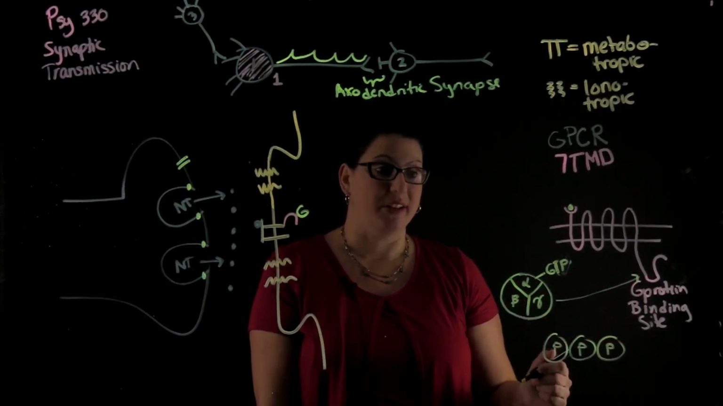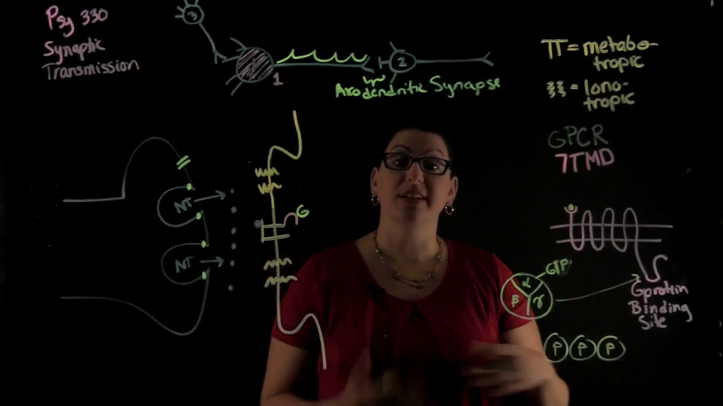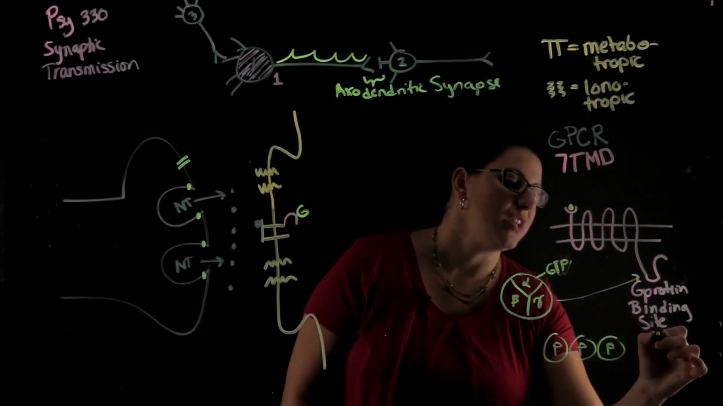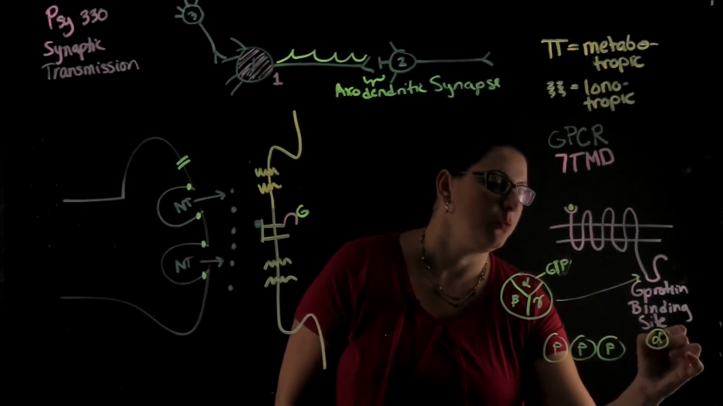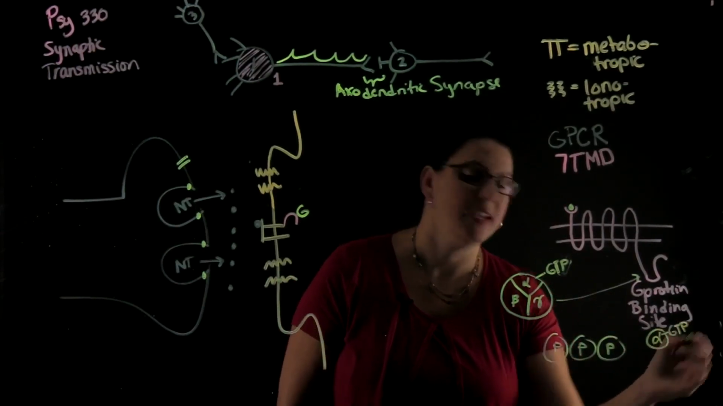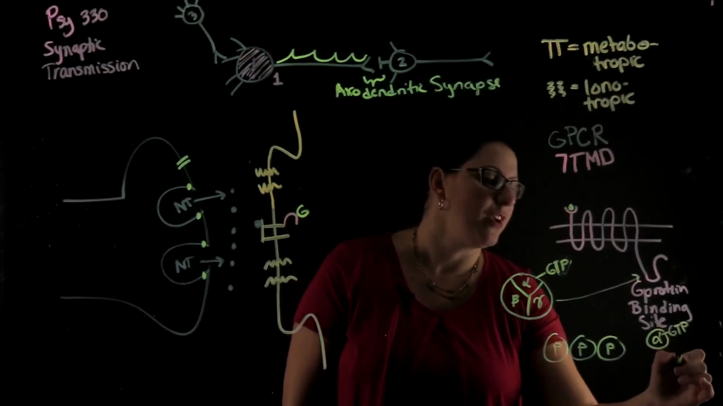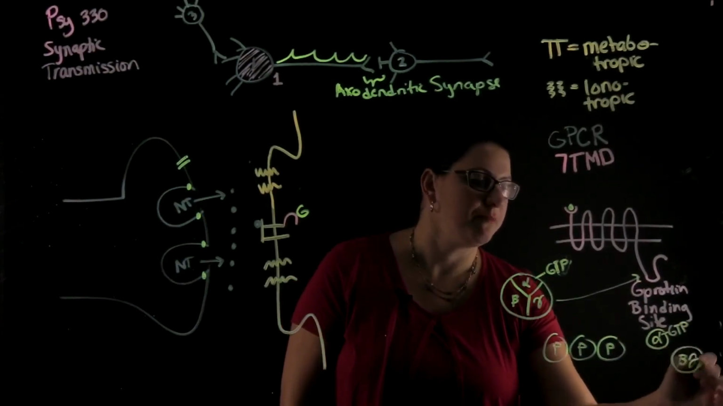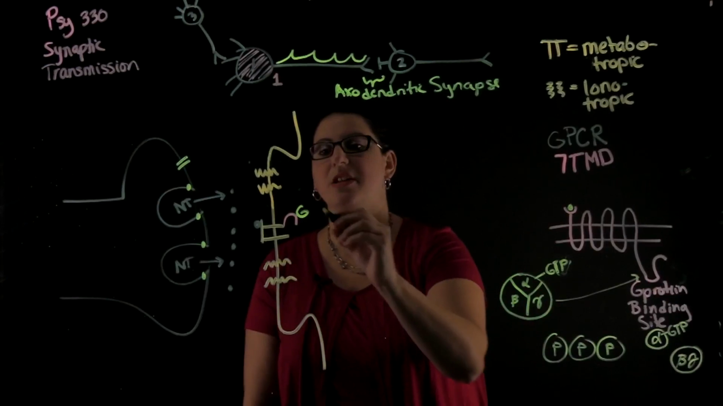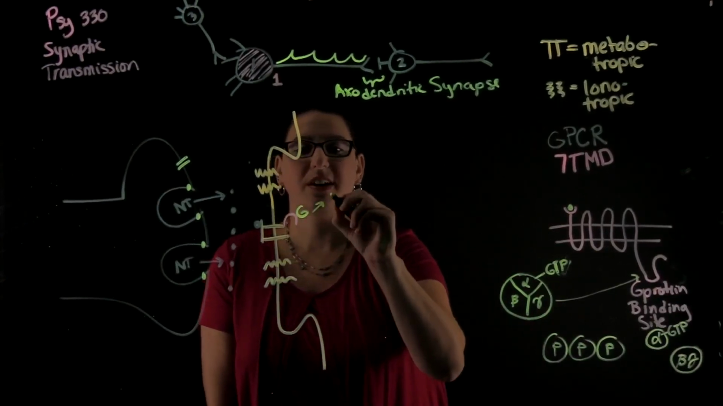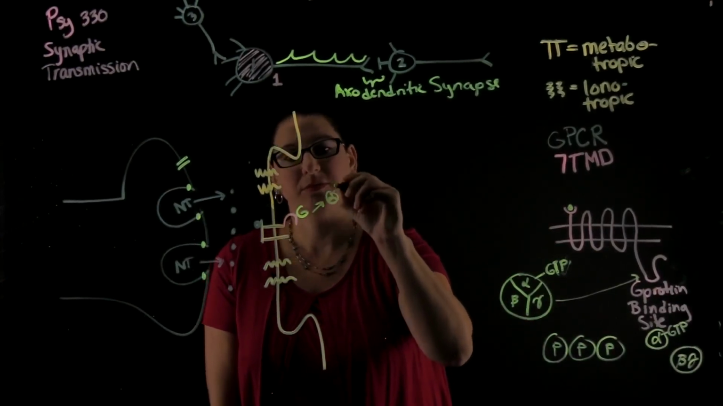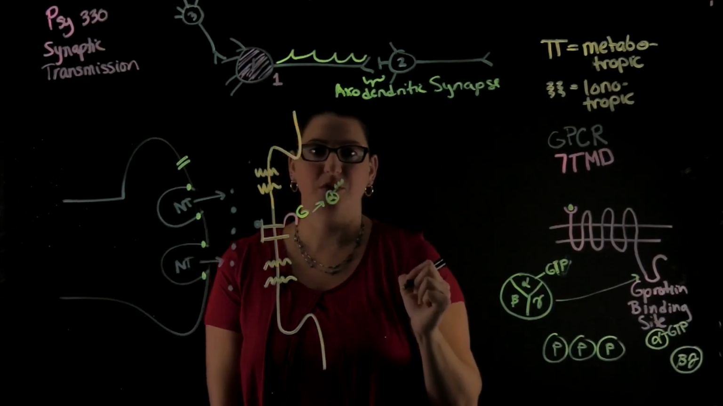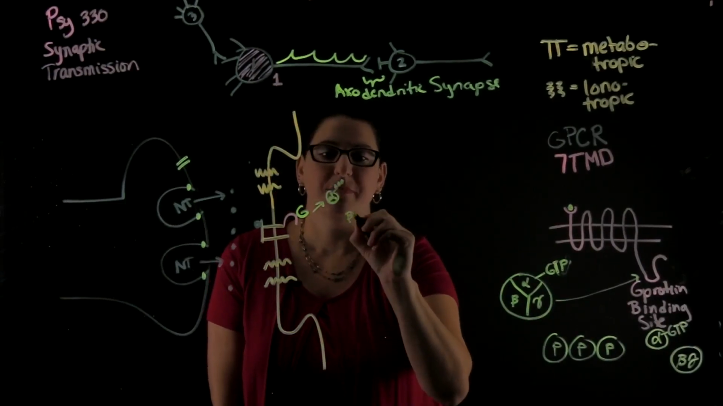And when that happens, the G protein actually separates. So the alpha subunit with the GTP separates from the beta gamma subunits. Okay. So over here, we've got the alpha subunit with the 3 phosphate groups there, and then the beta gamma subunit.